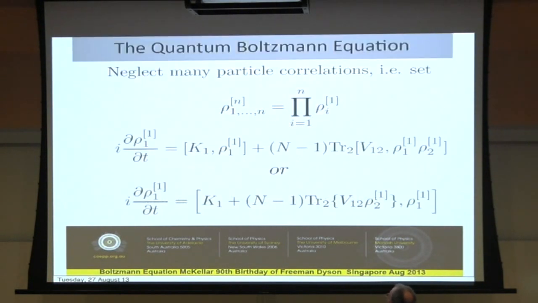The simplest approximation would be to neglect many-particle correlations completely and say that the n-body density matrix is just the product of one-body density matrices for all of them. And then we do get a simplification. We get this equation where the two-body density matrix just involves two one-body density matrices. So it becomes a closed equation for a single-body density matrix, but it's a nonlinear equation because we have the single-body density matrix appearing twice. And this is essentially the Boltzmann equation. We've reduced it to that form.